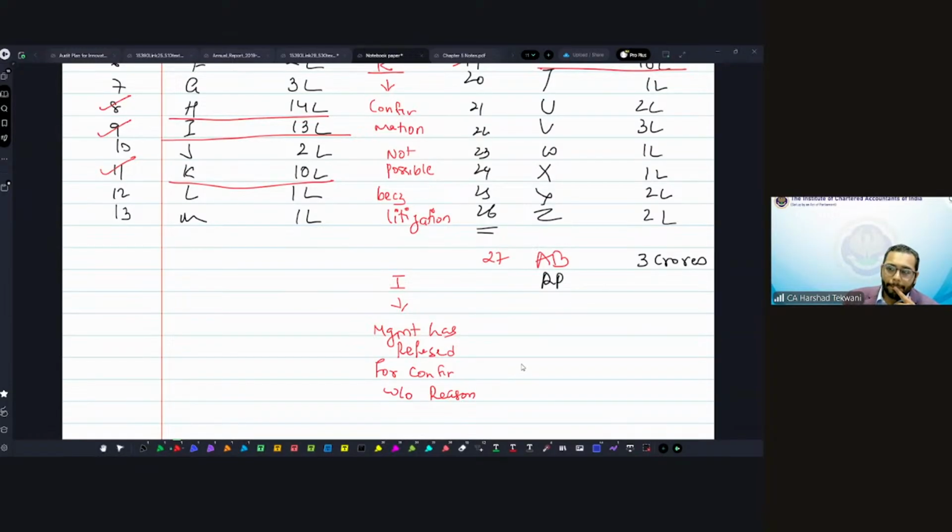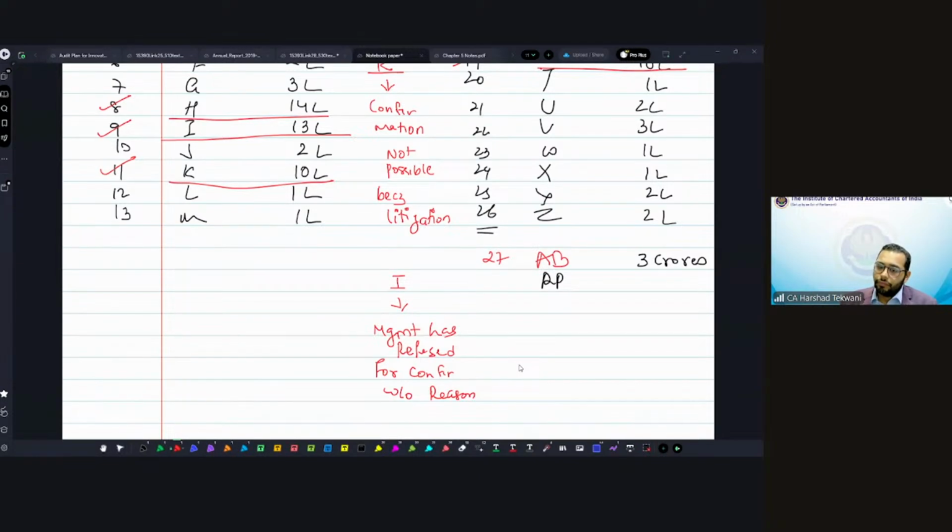If the management is refusing, then this is a limitation of scope. Definitely, we will evaluate. We will do the further audit procedure. If unable to get, there is a chance for fraud risk, doubt on the integrity of the management. Very good. But will you select another sample in place of this? The question is, will you select another sample?